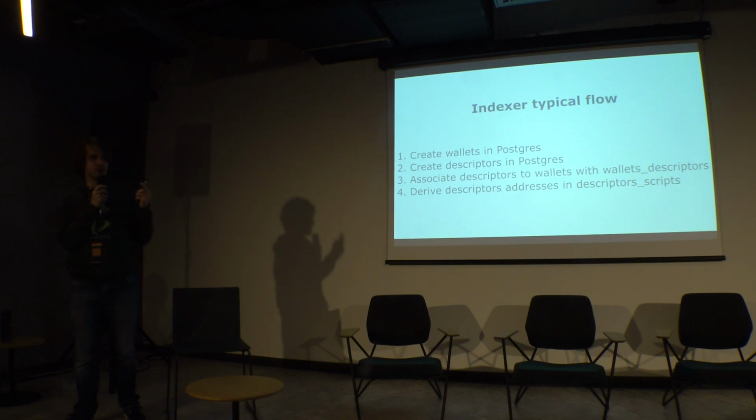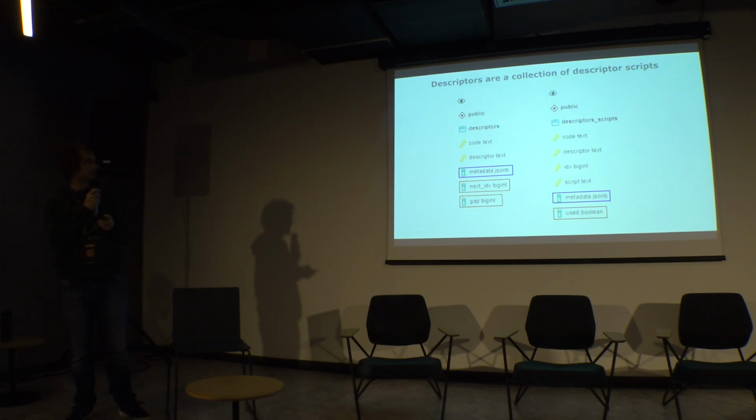The other things the indexer does are creating new wallets, inserting descriptors in the table, inserting script descriptors in the table, and deriving addresses. One wallet can have multiple descriptors, and one wallet can have multiple wallets inside. I won't go too deep into it, but it's a very flexible way. I will go through the design of the tables just to show you it's very simple and you can do your queries directly on it, nothing special.